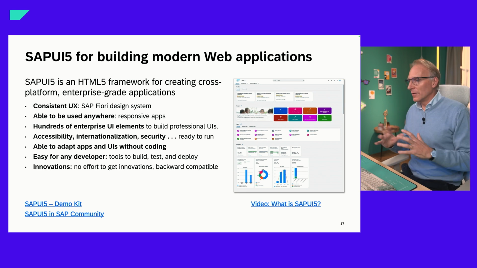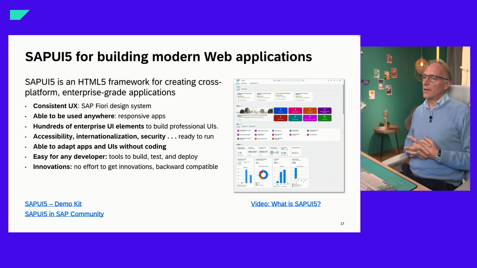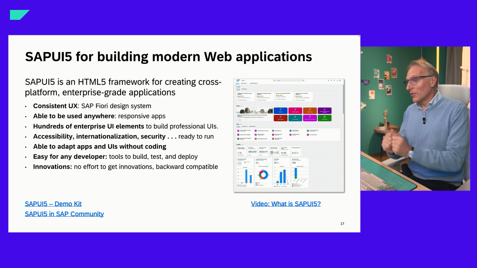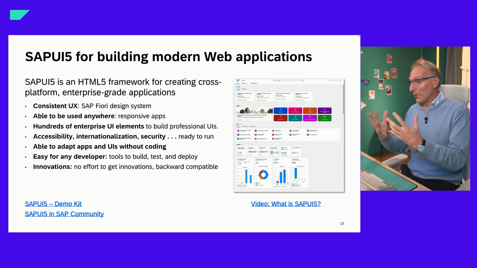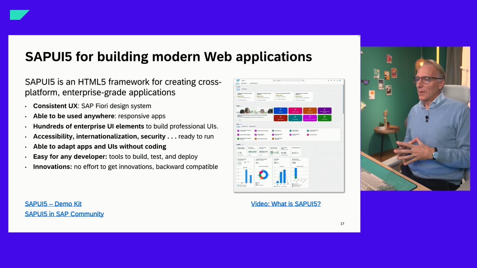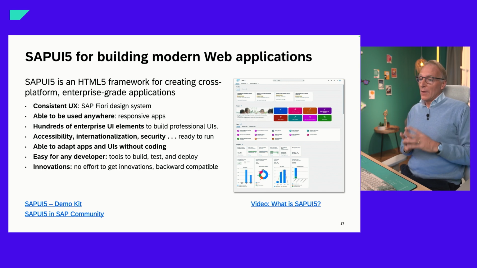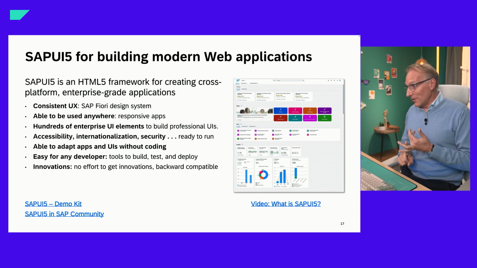Now UI5 has a whole load of additional benefits. It's a powerful HTML5 JavaScript framework for cross-platform enterprise-grade applications. And what do I mean by enterprise-grade? Well, of course, it provides a consistent user experience because it follows the SAP Fiori design system out of the box. So using that already, you're following the design system for the controls. It provides responsive applications, whether it runs on a desktop or a tablet or a mobile phone. We have hundreds of enterprise UI elements that you can choose from to build the UIs. It supports accessibility, internationalization, and that even includes right-to-left languages, and so on, and security. It's all ready to run. You don't have to do anything for that.